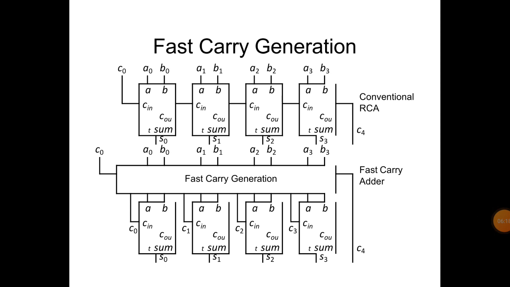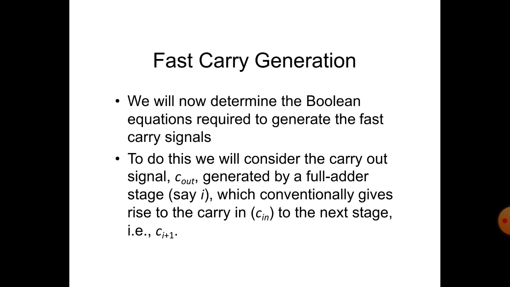And for fast carry generation we have a four half adder circuit. We have two inputs, A0 and B0, and outputs sum and carry. Four half adder circuit means the inputs are A0, B0, A1, B1, A2, B2, A3, B3, and the carries are C0, C1, C2, and C3, and the sums are S0, S1, S2, and S3.